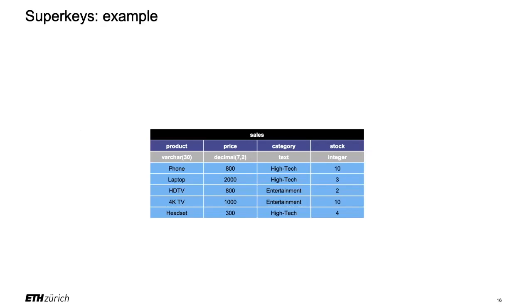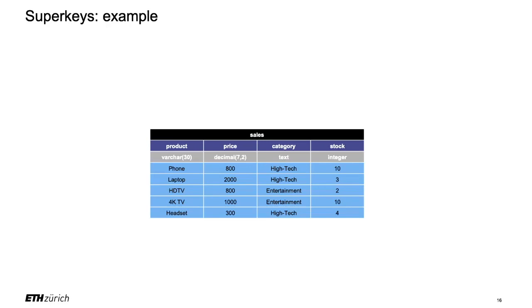Maybe we can try an experiment. Can anybody give me some super keys in there? A set of columns that is a super key, that is enough to fully identify the tuple. Any idea? On Zoom too, you can participate. Yeah, can you speak in the microphone maybe, so that people hear you? So we got an answer from Zoom, which is product. Yeah, this is correct.